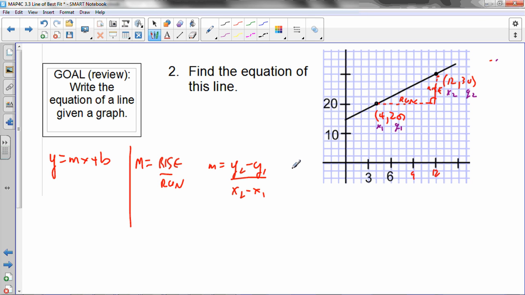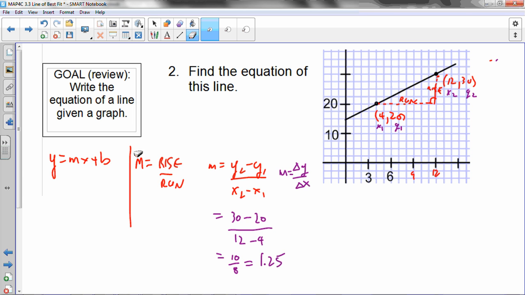You might remember some other ones like change in y over the change in x. All of these work, whichever one you like the best. I like this one mostly because it works all the time, not only if we're given a graph. So y2 is 30 subtract 20 over 12 subtract 4, 10 over 8, which is exactly 1.25. Okay, so that m is 1.25.